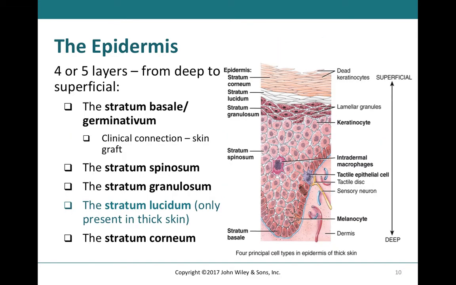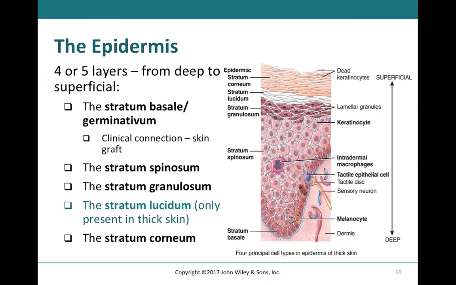Your epidermis is going to have either 4 or 5 layers depending on if it is thin or thick skin. And that thin or thick skin, we said, the thick skin is around the palms and the soles, and that's because of the degree of friction and mechanical pressure that you actually experience in those areas.